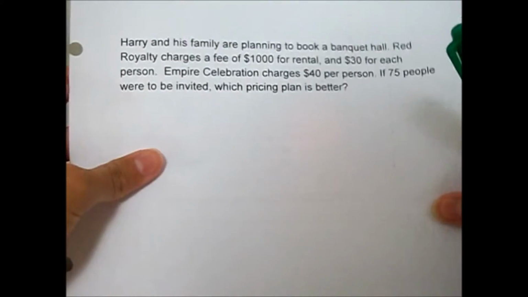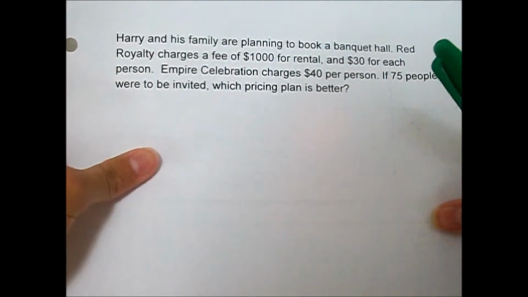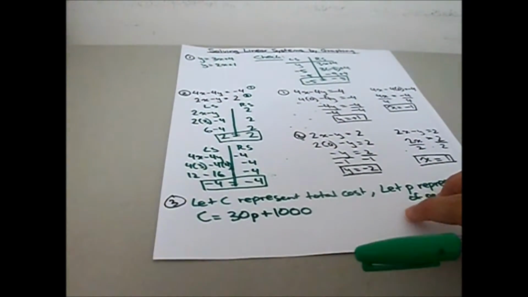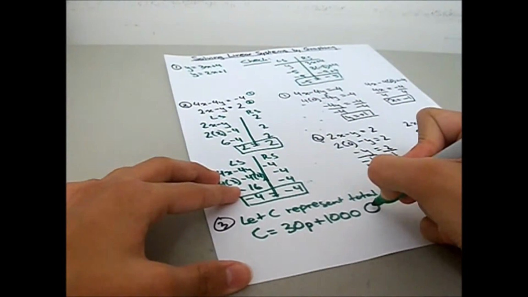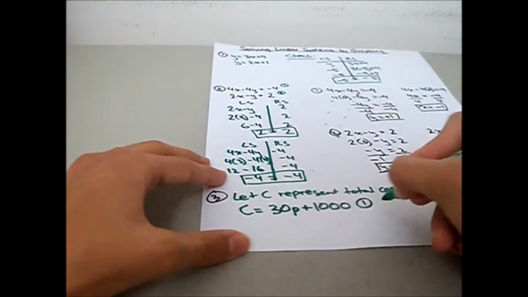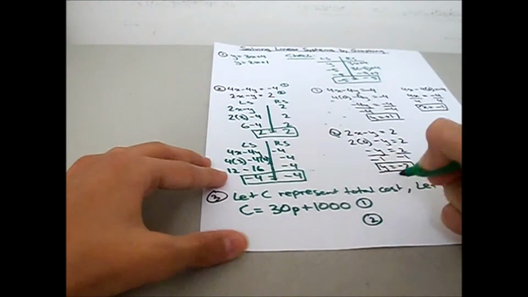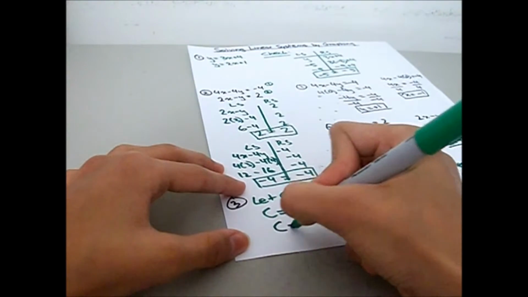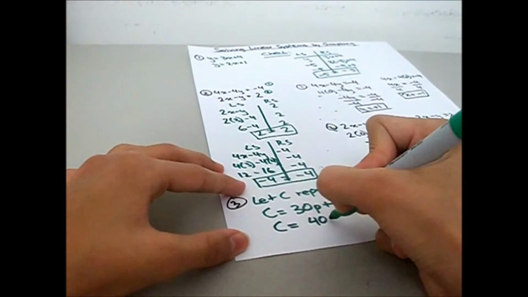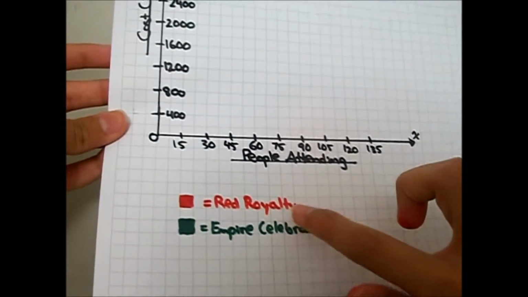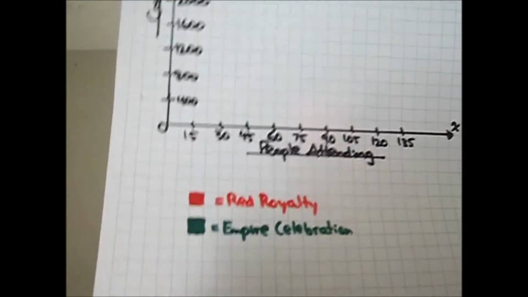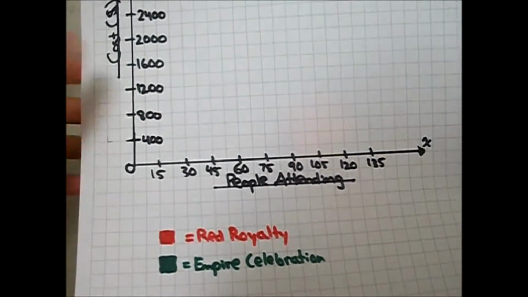And our second equation will be Empire Celebration charges $40 per person. So no y-intercept, it's 0. So this will be equation 1, and our equation 2 will be cost equals $40 per person. There we go. I once more have my graph ready and labeled, where red will represent Red Royalty Banquet Hall and green will represent Empire Celebration.